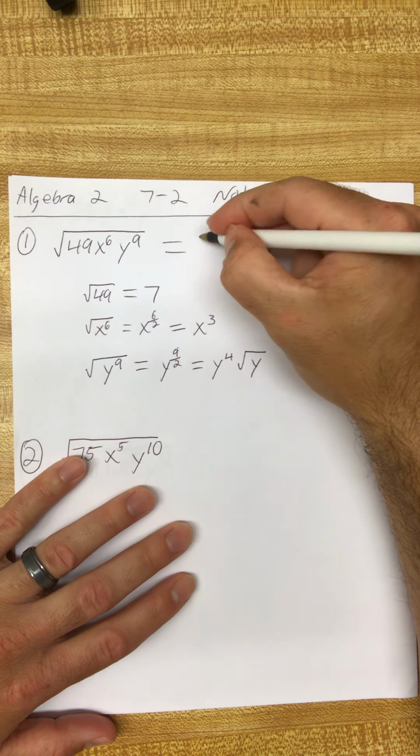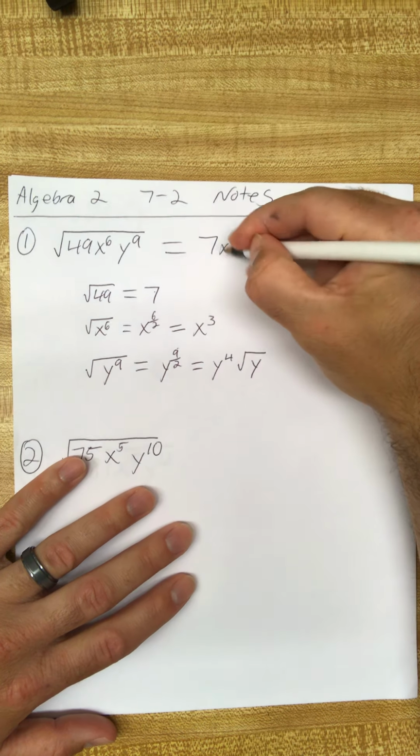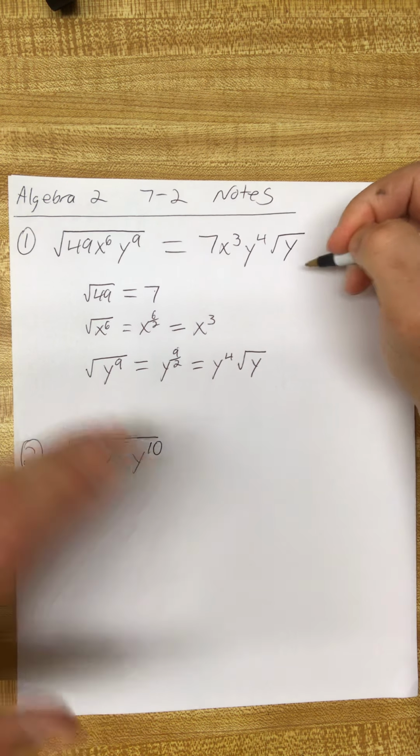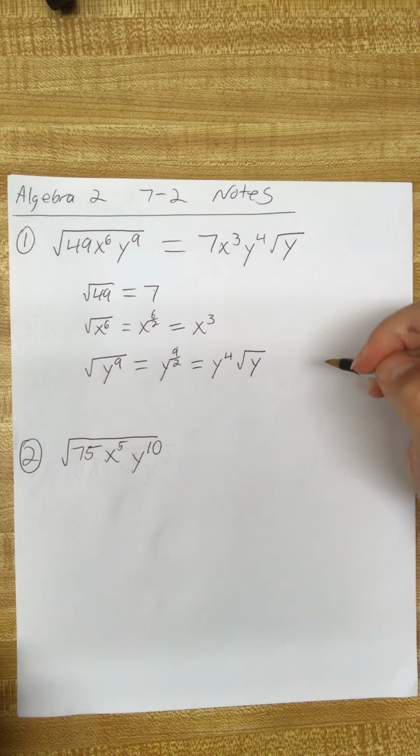So to put our final answer together then, we have 7 x to the 3rd, y to the 4th, and then we always put our radical last. So square root of y on the end then.